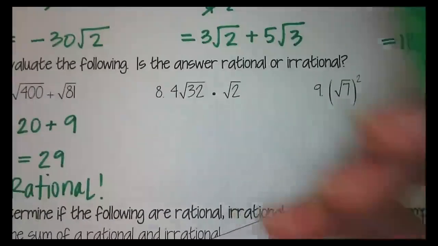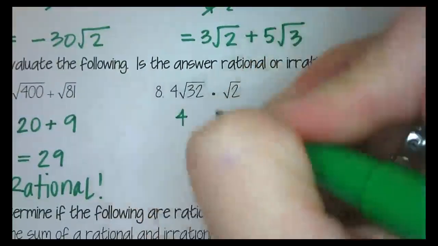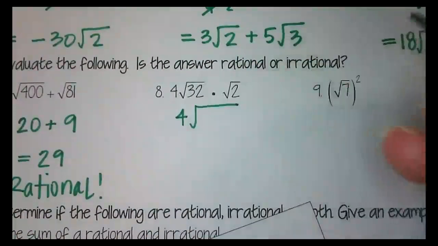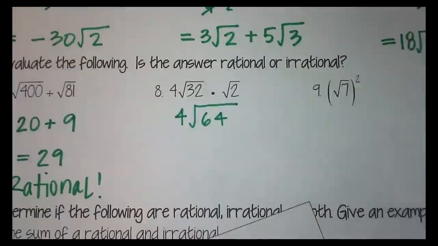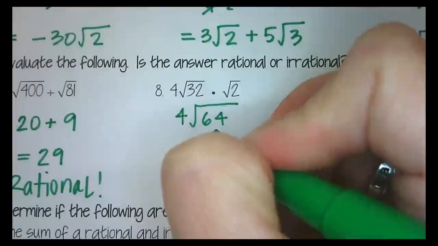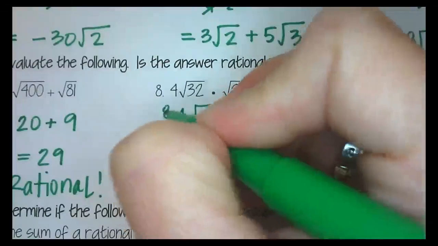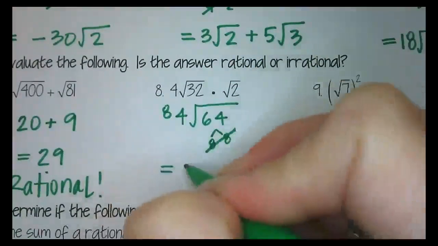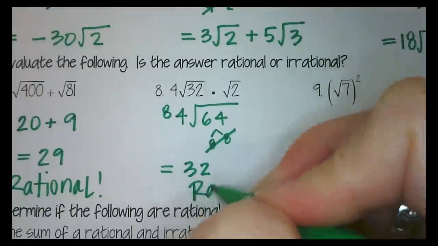All right, next up, multiplying. All right, so I multiply the outsides, I get 4. Multiply the insides, that would be 64. So now I try to simplify. Well, I know that 64 is going to give me a pair of 8s. So that's going to be 8, which means that equals 32, and 32 is rational.